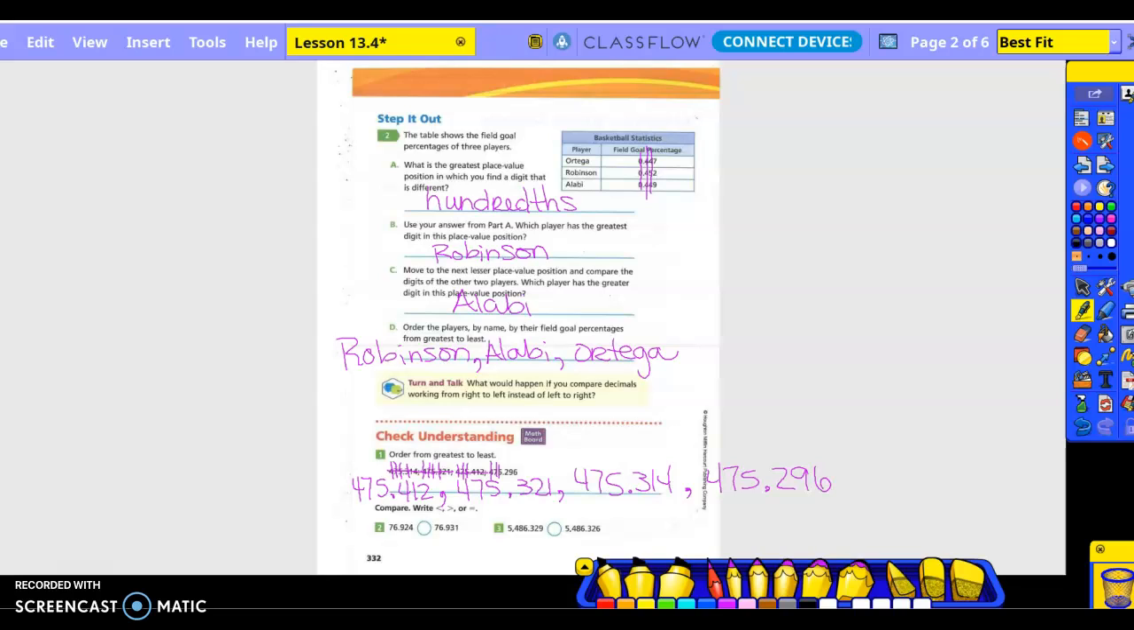All right, compare with less than, greater than, or equal to. So looks like we're starting at the left, right? Do I have the same number in the first place? Yes. What about the next? Yes. What about the next? Yes. What about the next? No. So I'm comparing the 2 and the 3. So 0.76 and 924,000 is less than 0.76 and 931,000.